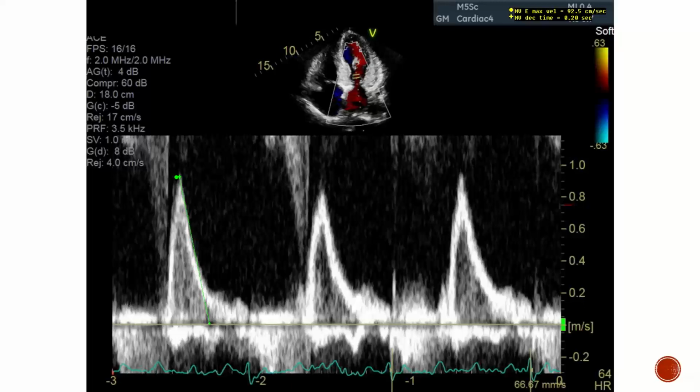Okay, so going back, looking at diastolic function, which is a very important parameter in patients with amyloidosis. Unfortunately, this patient was in atrial flutter, so assessment was incomplete, but we can appreciate here a high E velocity, which is seen in this image.